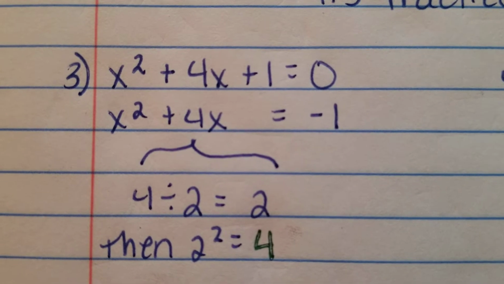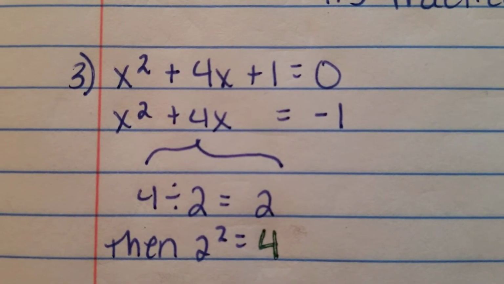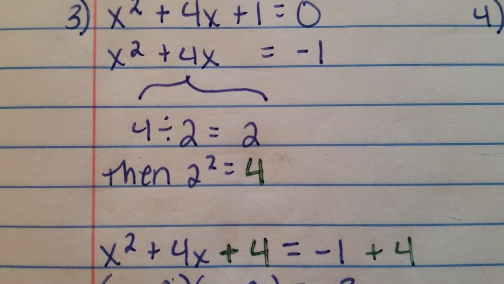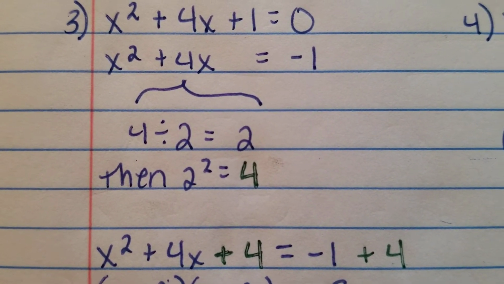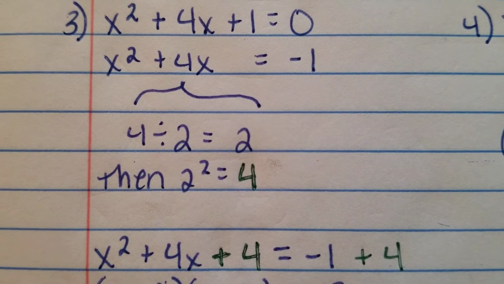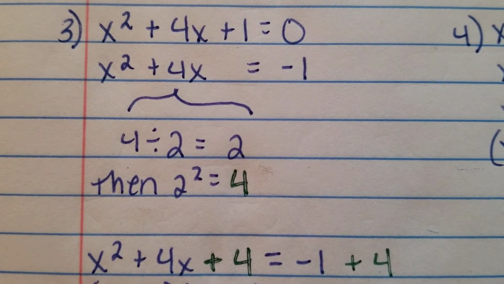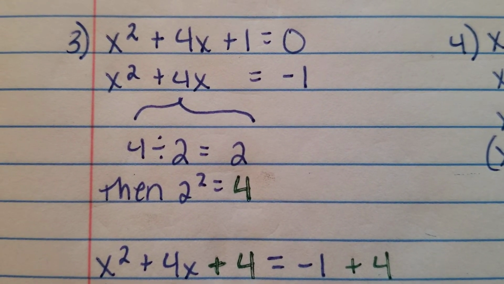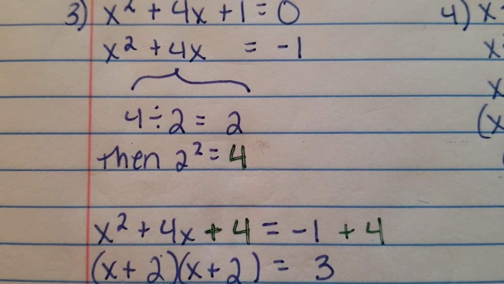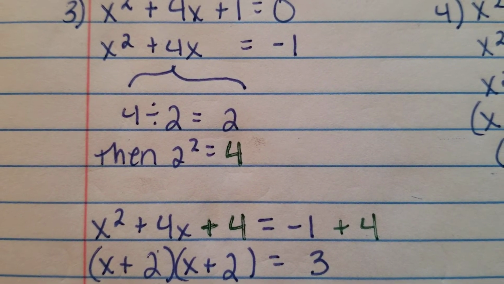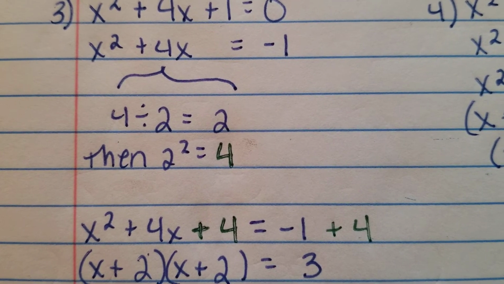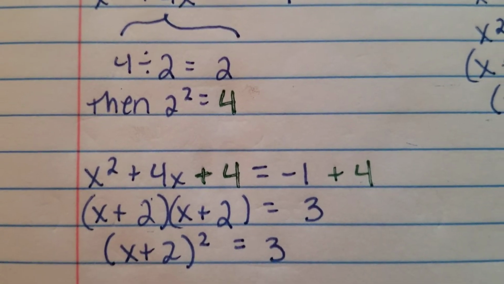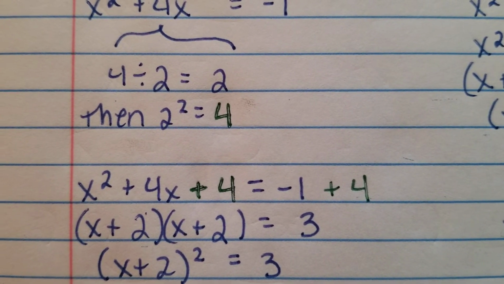So we're going to take that 4 and add it to both sides of the equation. Okay, so now we've got x squared plus 4x plus 4 equals negative 1 plus 4. Because if you add something to the left, you've got to add it to the right as well. Now we're going to factor the left, which gives us x plus 2, and because we have double the x plus 2, we can turn that into x plus 2 squared equals 3.